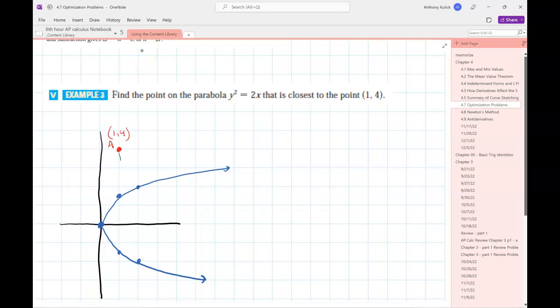So we're looking for whatever this point P is, where that distance is minimized. Excellent. Okay. All right. How do I calculate that distance between those 2 points?